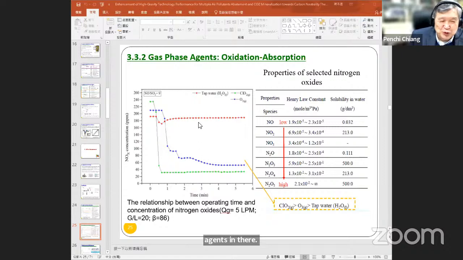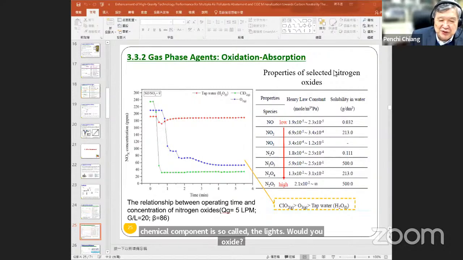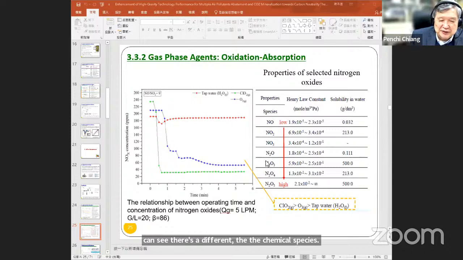But before we try to understand the removal efficiency regarding different types of oxidizing agents, you have to recognize there's some NOx, the chemical component so-called nitrogen oxide. You can see there are different chemical species shown in the nitrogen oxide. Each of the chemical species has different solubilities, which should be based on Henry's law and the Henry's constant shown here. If we have higher Henry's constants, that means we have a relatively higher solubility. So consequently, you might get higher performance.